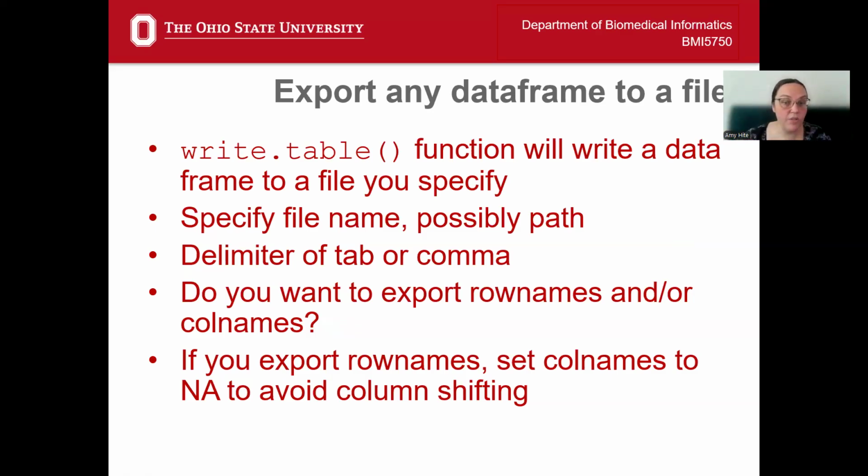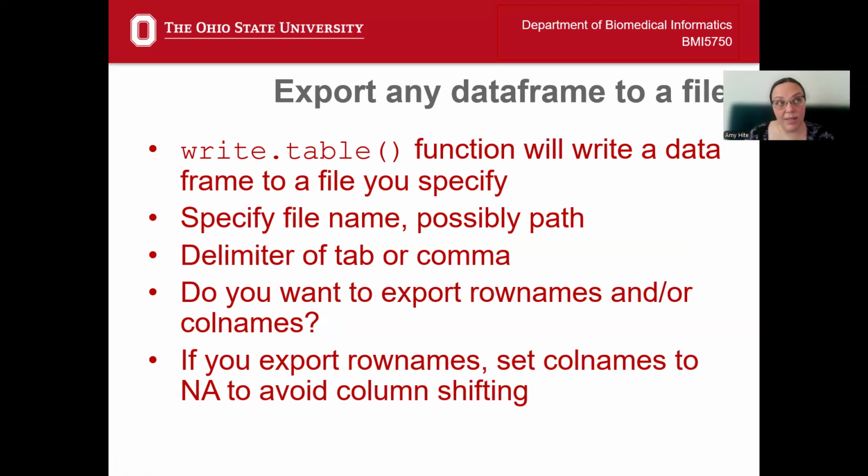If you have row names and column names that you want to export, you need to set the col.names argument to be equal to NA, because this is going to hold a place at the beginning of our column line. It will hold an empty slot for your row names.